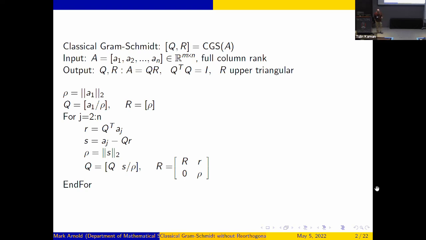Classical Gram-Schmidt kind of famously falls apart when you have this row which is small, and then any errors that you've made in here get magnified when you go on to the next step, which tends to ruin the orthogonality of the Q matrix, and it kind of snowballs from there.